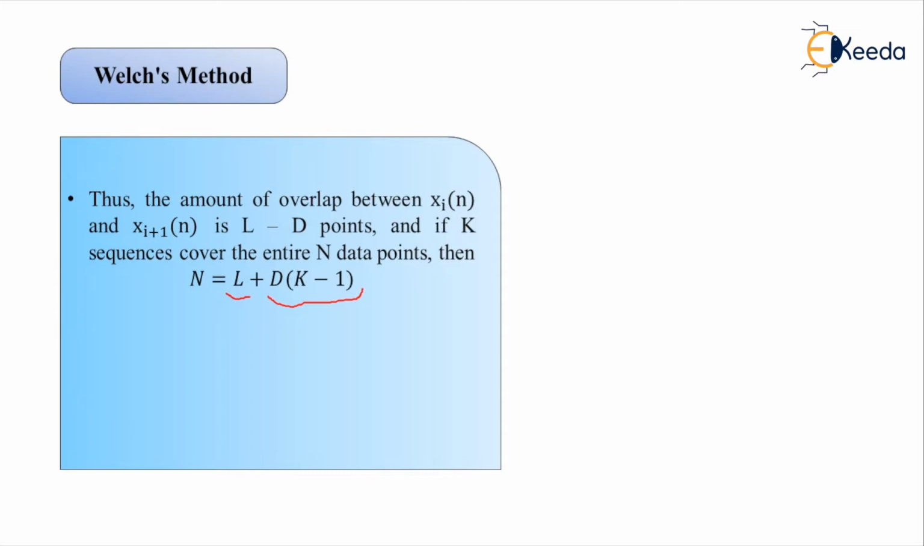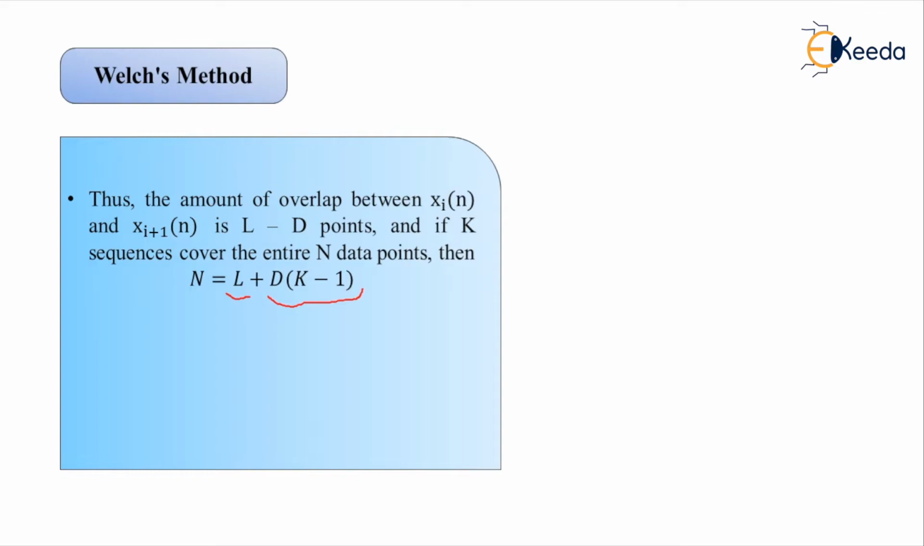On the other side, if the sequences are allowed the modifications suggested in Welch's method to have overlapping by 50%, we have the relation between capital D and capital L as D is half of L.